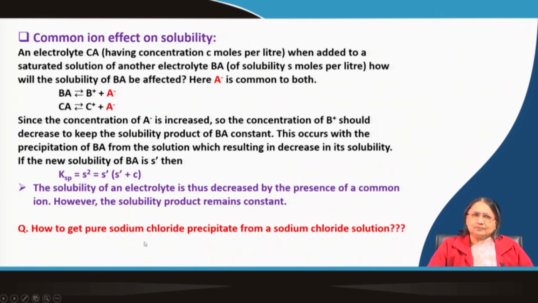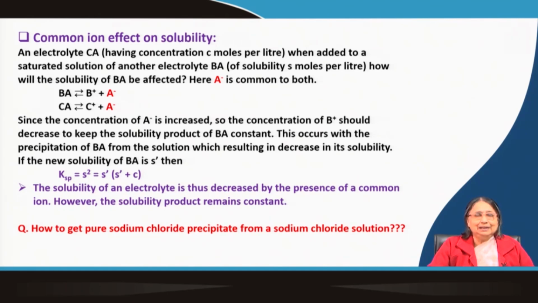So, one important question I have given here: how to get pure sodium chloride precipitate from a sodium chloride solution. How will you do it? You take the concentrated sodium chloride solution, and then you pass HCl gas through it. So, what are you doing? In sodium chloride solution, chloride is common. Now, you are passing HCl, where you are adding a common ion, which is nothing but chloride ion.